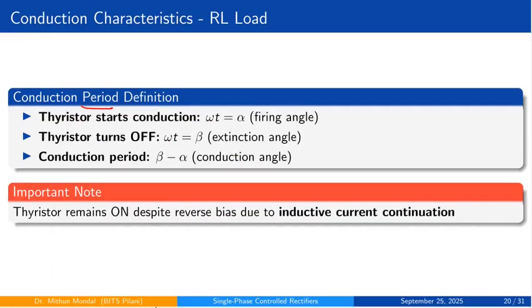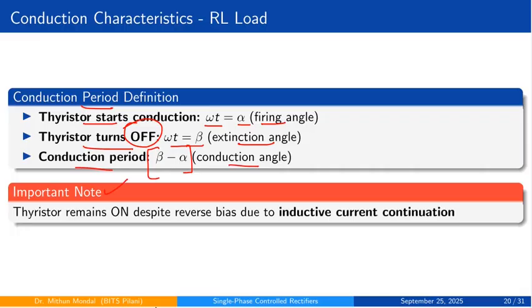Regarding the conduction period, the thyristor will start conducting at the firing angle alpha, which is omega t equal to alpha, and the thyristor will be turned off at omega t equal to beta, which is the extinction angle. So this is the off condition, and the total conduction period will be beta minus alpha. So this is the conduction angle.